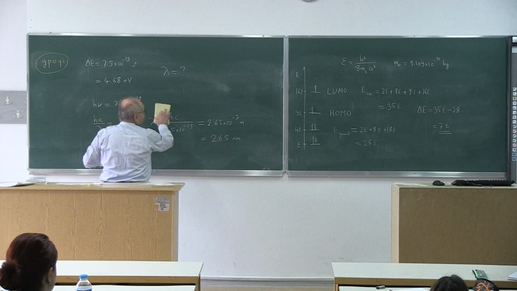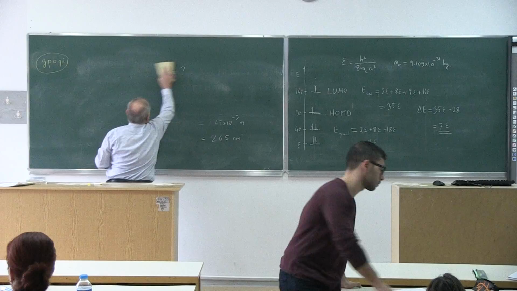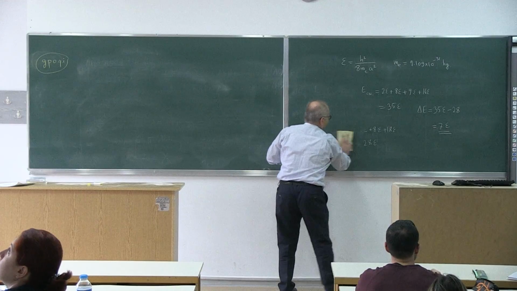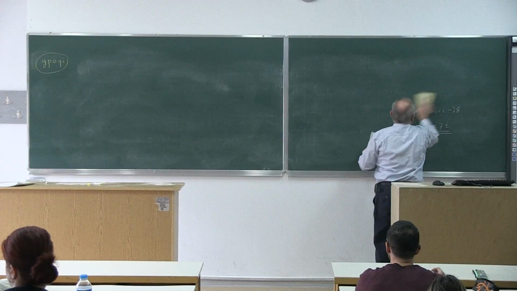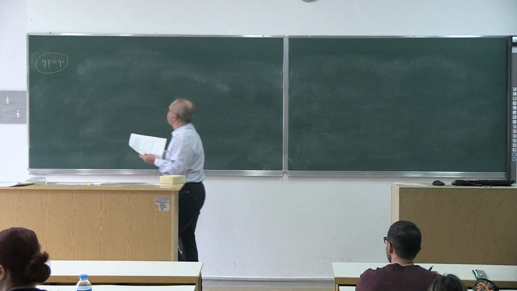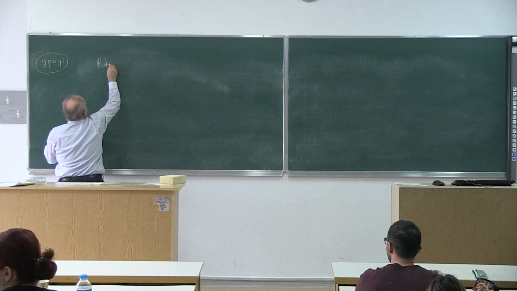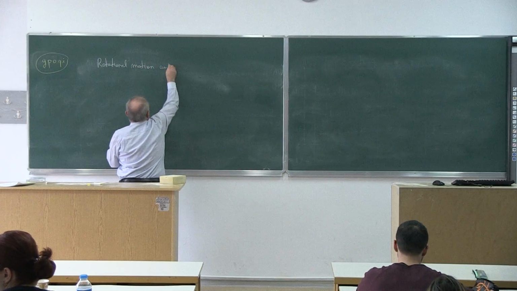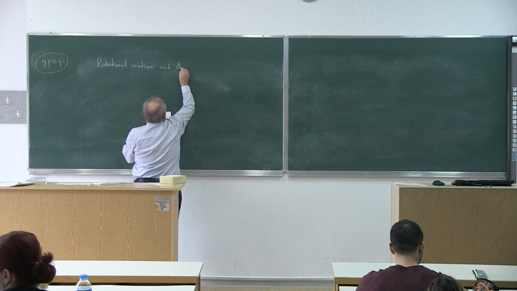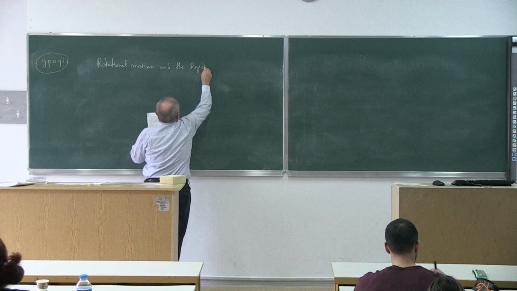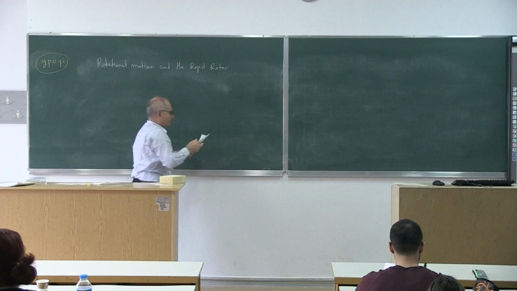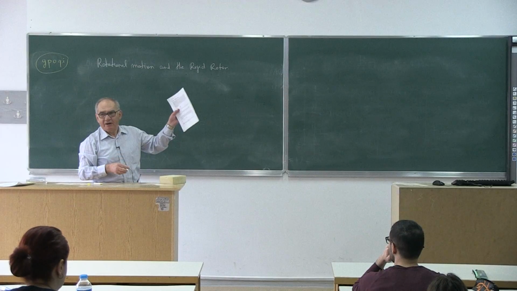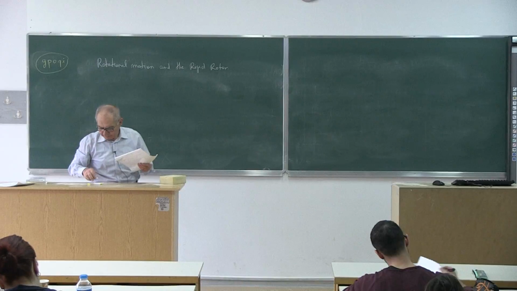All right, so this was our example. Let us erase this. And now we will go to another topic, rotational motion. So we have rotational motion and the rigid rotor. This means we are starting with lecture notes 4. Everything I'm going to discuss are contained in these notes.